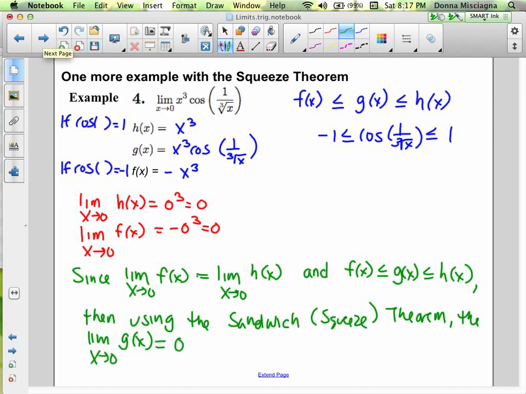And by the way, that function is undefined. The x cubed times cosine blob there is undefined when x is equal to 0. We can't plug it in, but from the right side and the left side, it's going to be approaching the same value, and that value is 0. All right, so that's the squeeze or sandwich theorem. Boy, I talked a lot.